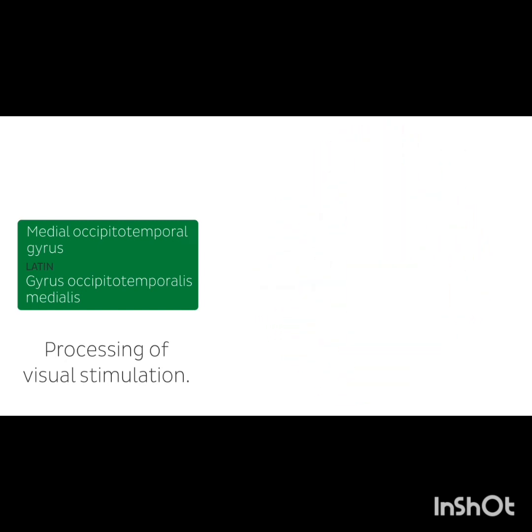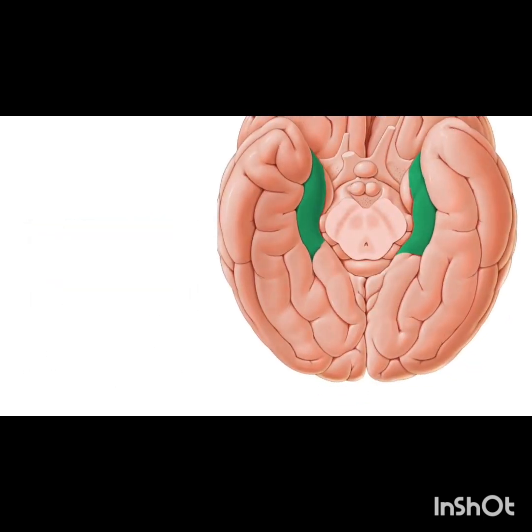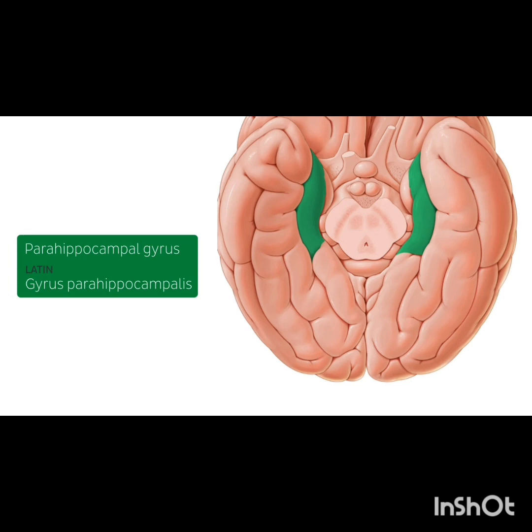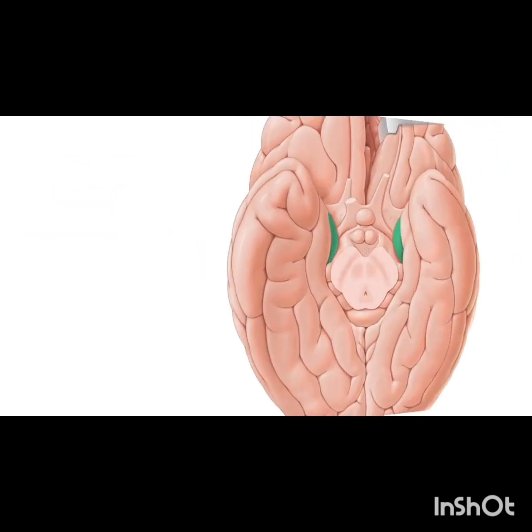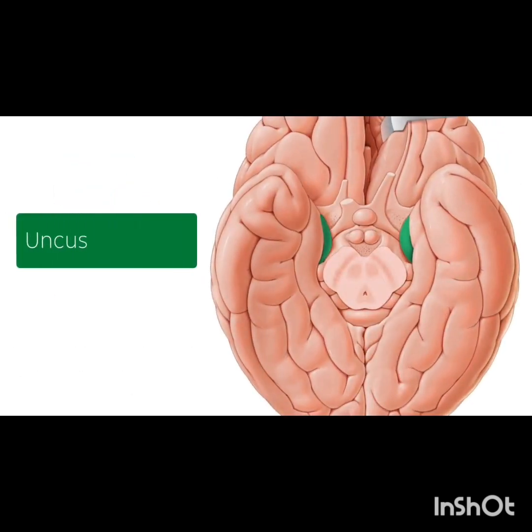In the most medial part of the temporal lobe, the next gyrus that we see here surrounds the hippocampus and is aptly named the parahippocampal gyrus. It is part of the limbic system and plays an important role in the encoding and retrieval of memory. The next structure we're going to be highlighting is known as the uncus, which is located at the anterior end of the parahippocampal gyrus. Now, this hook-like structure is part of the rhinencephalon.